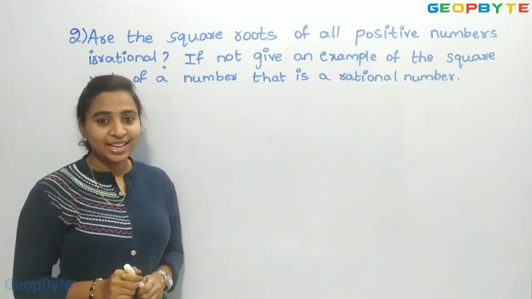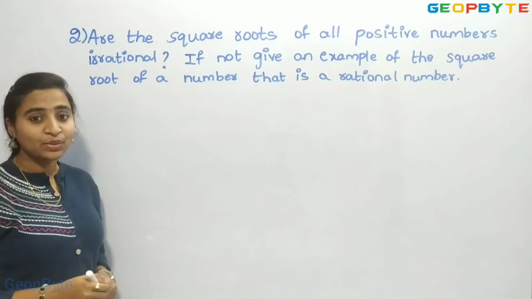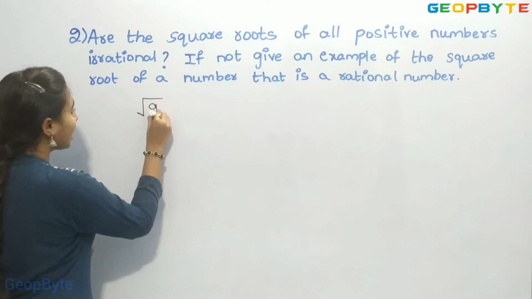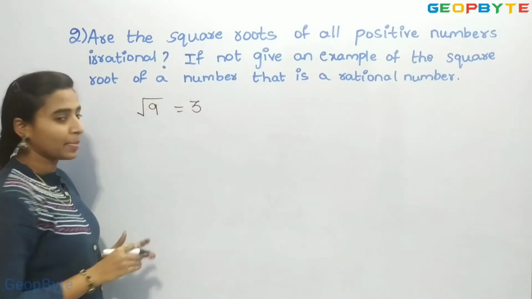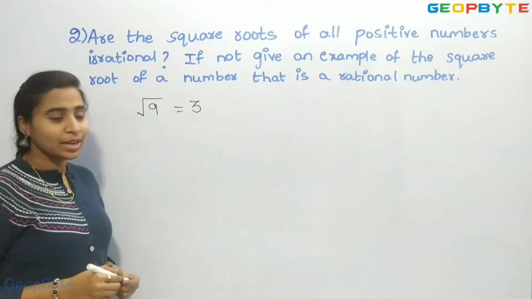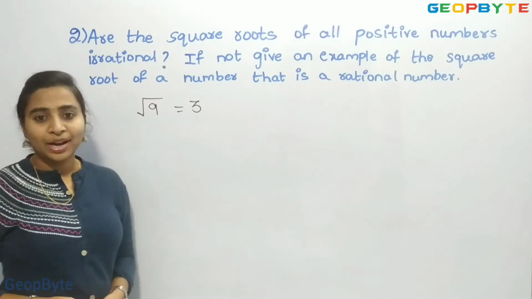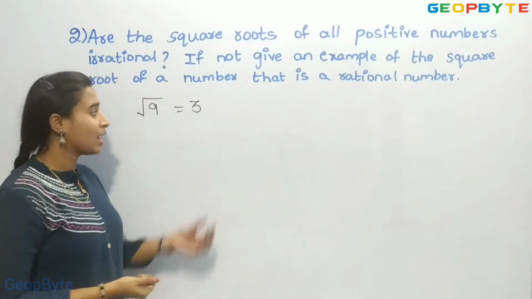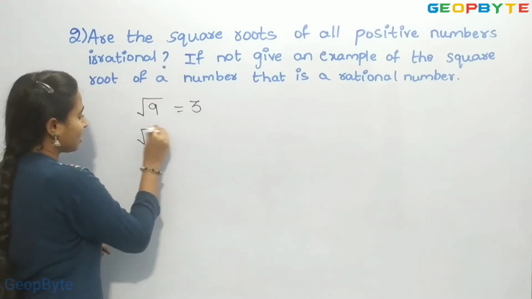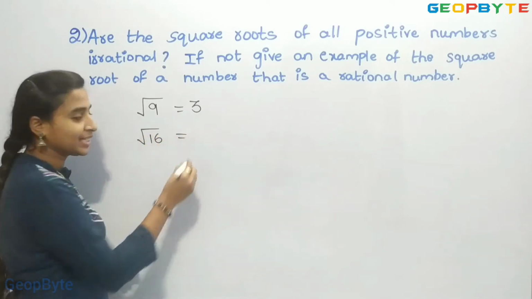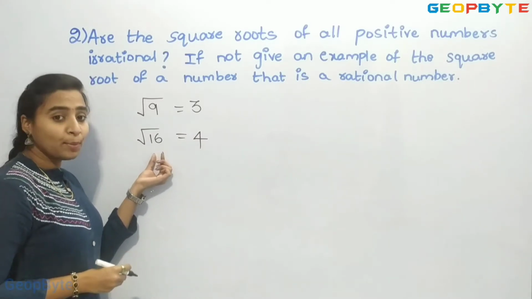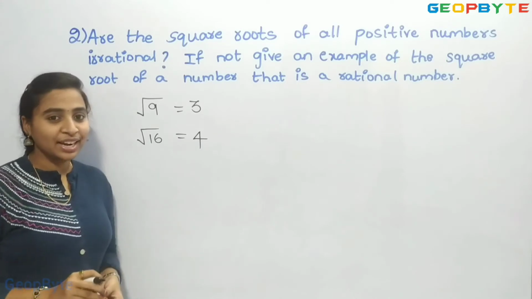Let us see with an example. Let me take a positive number 9. So, if I take 9, under root 9 is equal to 3. So, I got a rational number. See, 9 is a positive number, but I did not get irrational number. I got rational number as the answer. If we see with one more example, root 16 is nothing but 4. Here 16 is also a positive number, but we got a rational number.